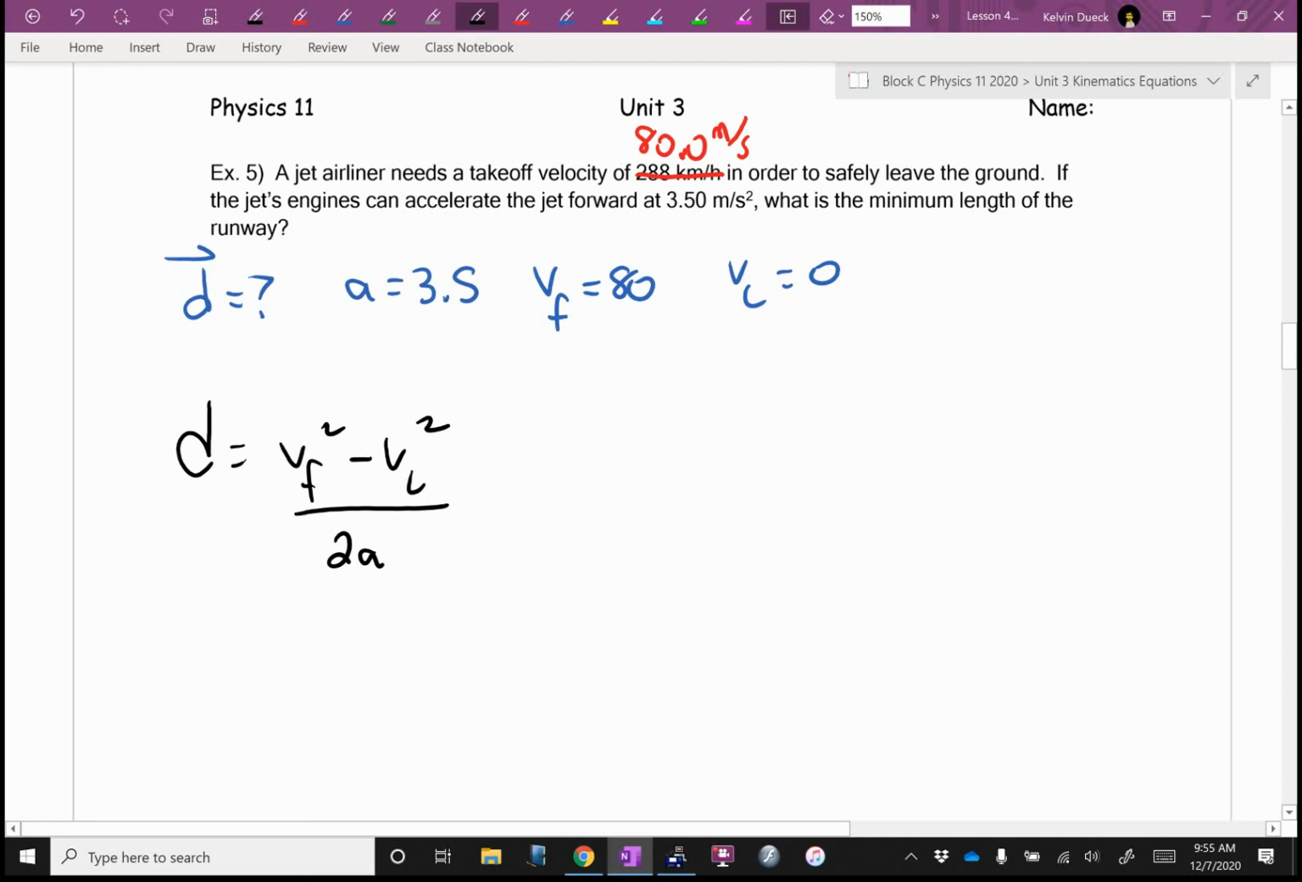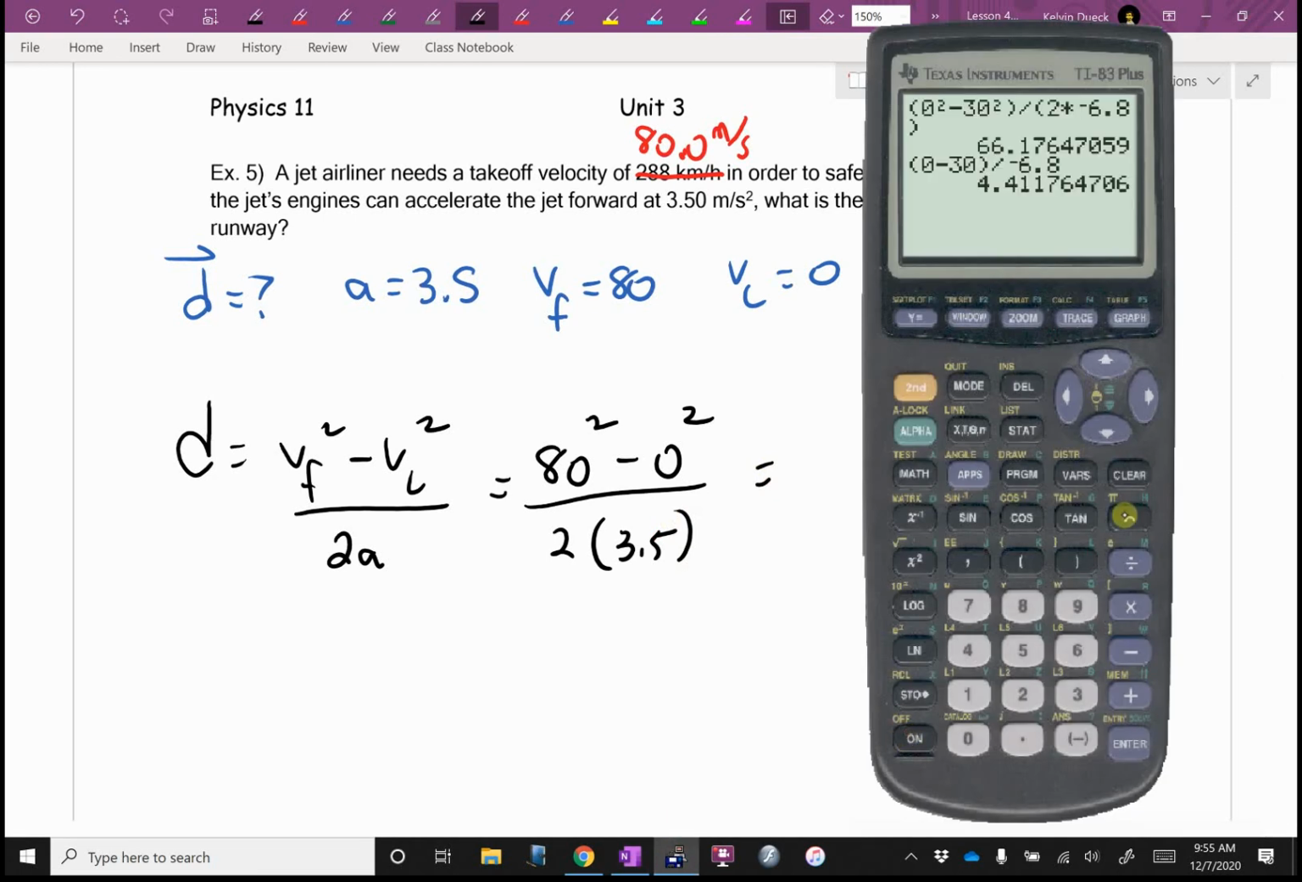And it's kind of nerdy. I mean, there is some nerdy coolness in being able to rewrite stuff like this. You know, full cred, right? What was V final? 80 squared minus V initial, 0 squared, all over 2 times 3.5. This one I'm not going to do in my head. I guess brackets around the top and brackets around the bottom, unless you have the fancy fraction button.